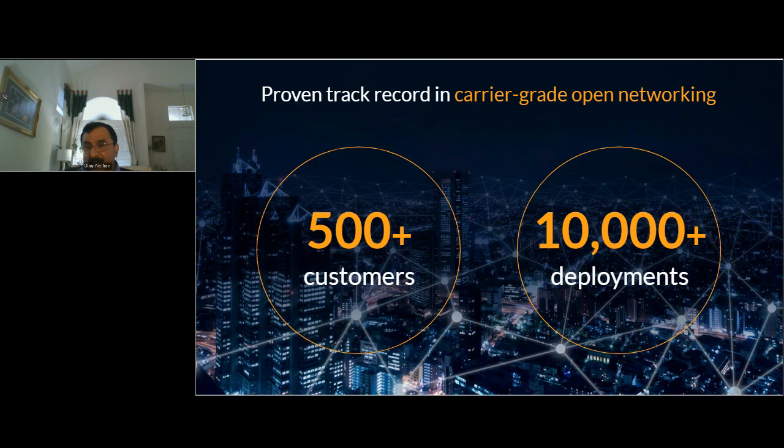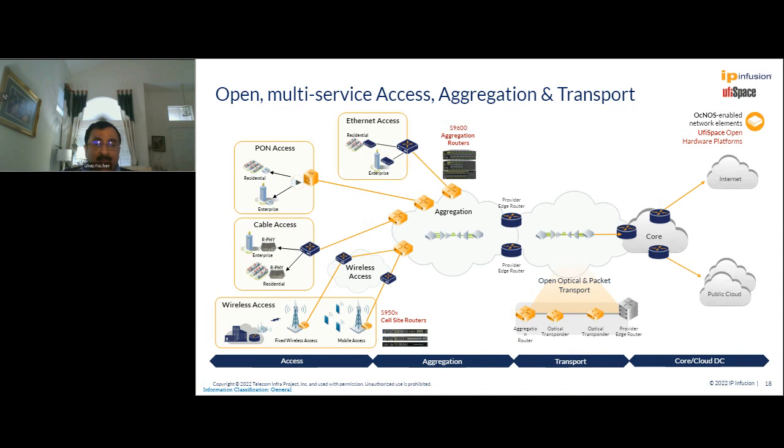So going back to that reference architecture that Kay outlined in his diagram, one of the things that stand out is you notice that at the access side, the speeds are increasing. Earlier, it used to be a gigabit PON.